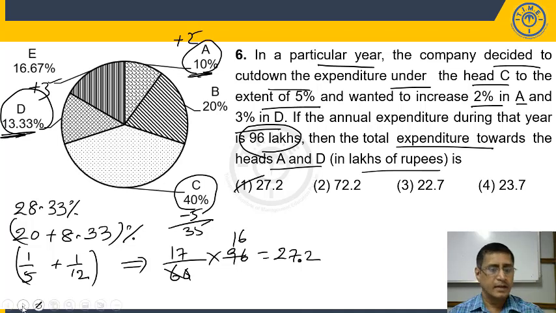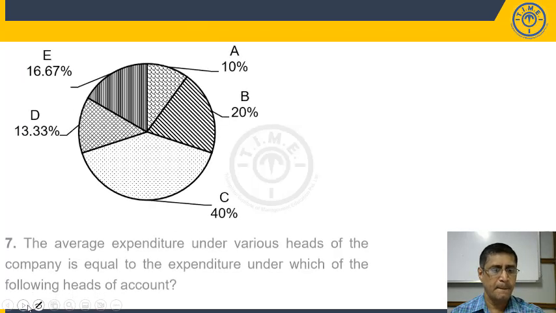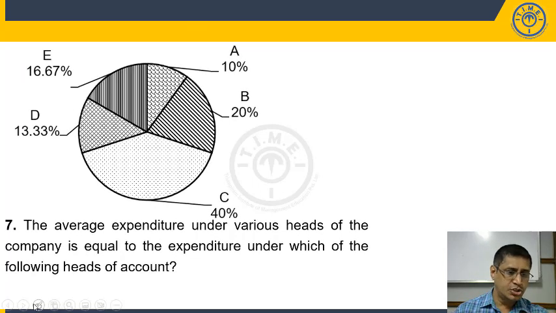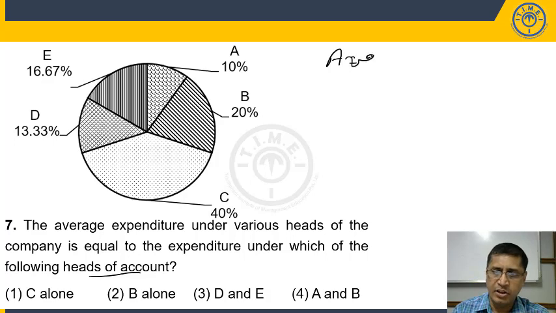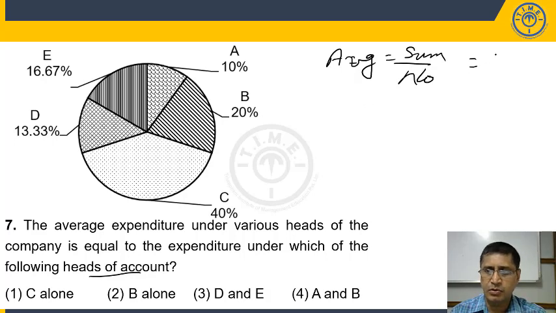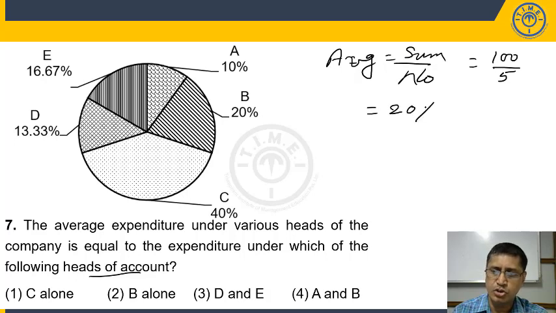Then the next question on your screen. The average expenditure under various heads of the company is equal to the expenditure under which of the following heads of account? What is the sum of all these percentage values? Actually, average means sum of the quantities by number of the quantities. So what is the sum of the quantities? 100. Number of the quantities is 5. So what is the average? Average is 20%.